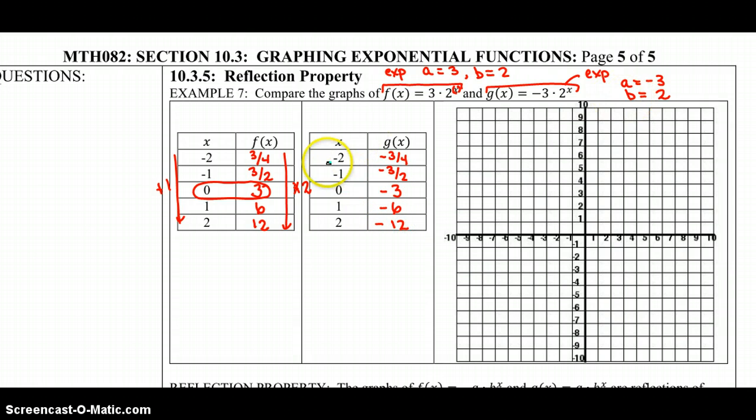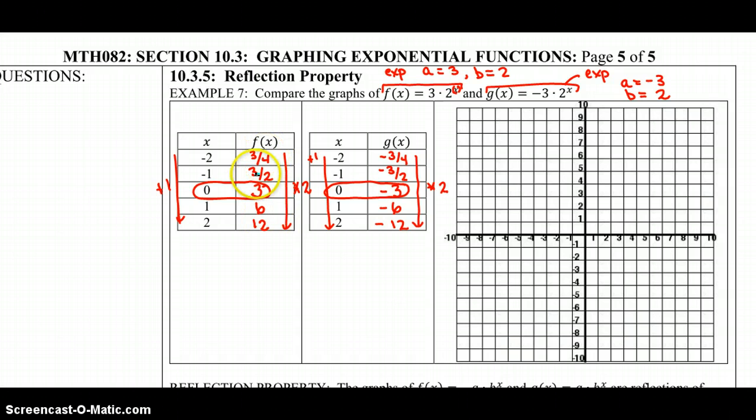So again, our base here was 2, so we can see as we keep adding 1 to our x's, our output here keeps multiplying by 2, and our output when input is 0 here, our value of a was negative 3, where over here it was 3. So we're asked to compare the graphs.